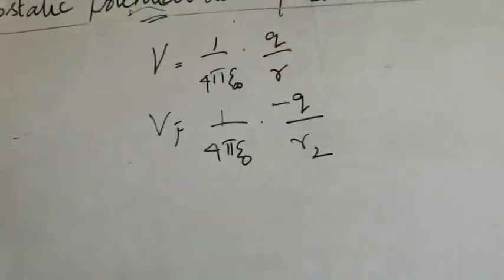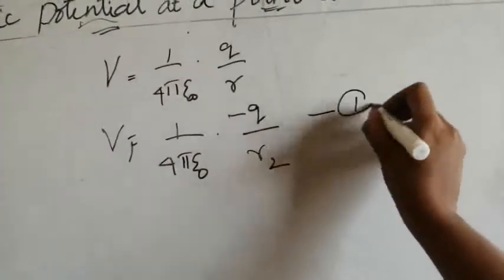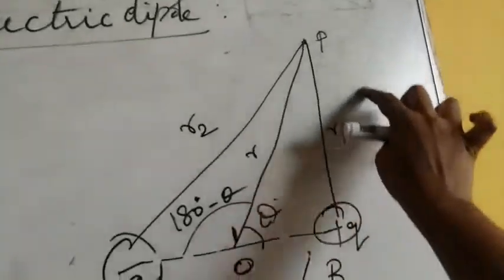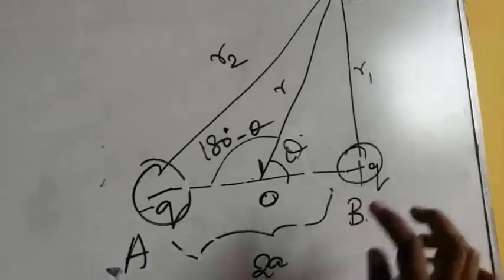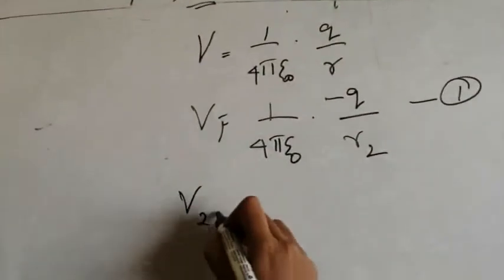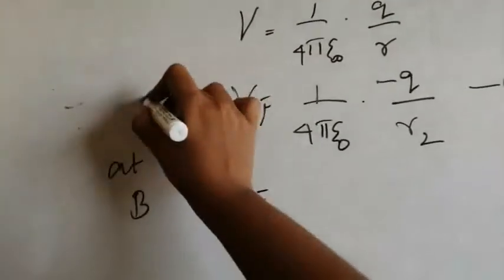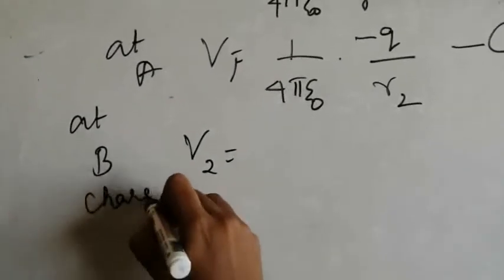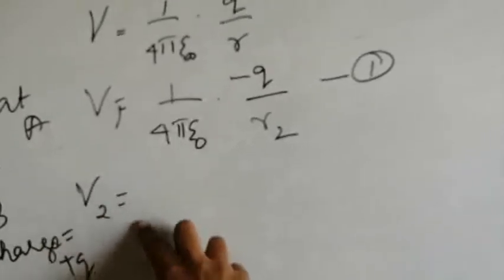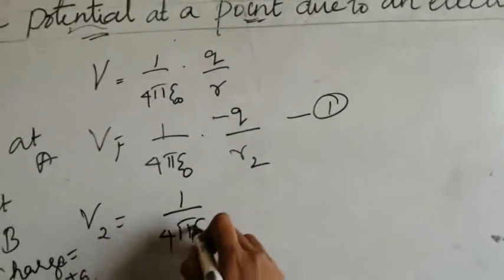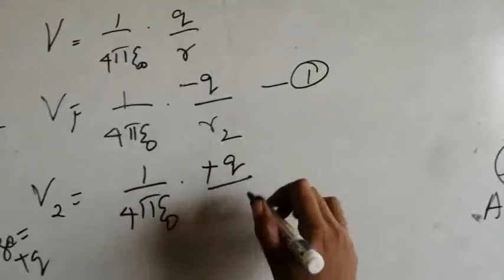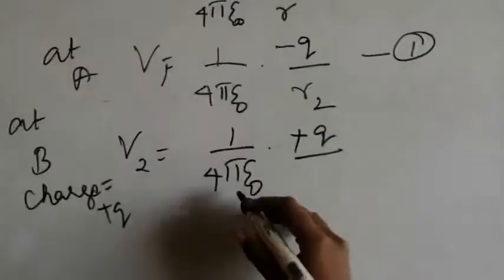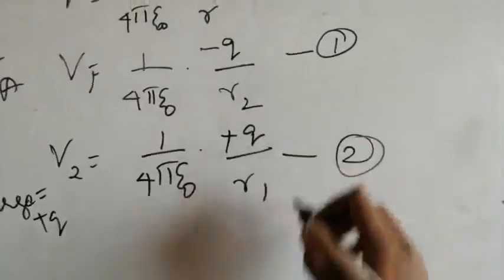Let me take this as V1. So V1 is this one, first equation. So for the next point charge, plus Q at B, the distance is R1 and the charge is plus Q. So V2 is at point B, and this one was at A. At point B, the charge is plus Q. So potential V2 is equal to 1 by 4 pi epsilon naught into plus Q by the distance between B and P, which is R1. So this is my second equation.